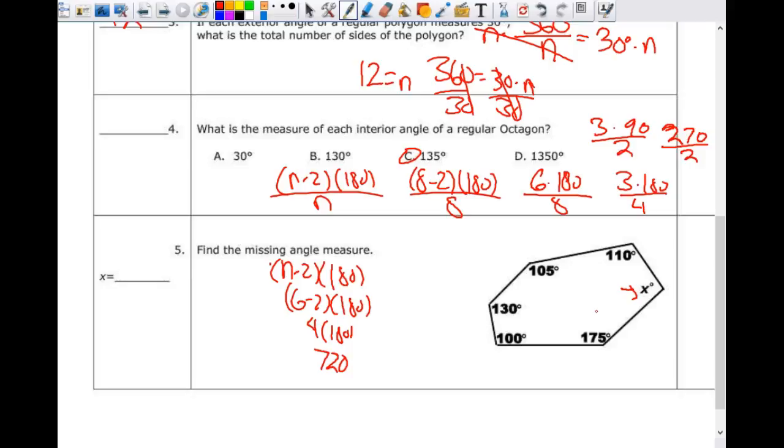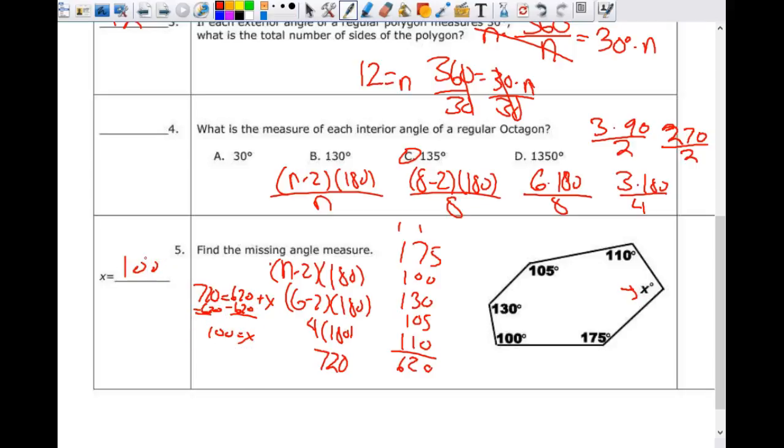So let's sum these all together. We're going to have 175, 100, 130, 105, 110. That comes to 620. So we know 720 is equal to 620 plus x. Minus 620 minus 620, 100 is equal to x. So that's going to be 100 degrees.